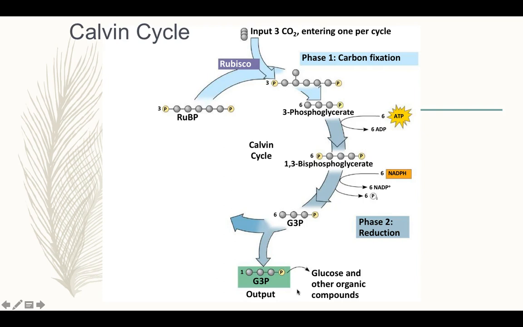After those 3 turns, I'm going to generate a total of 6 of these compounds, but only 1 drops out because I started off with 15 carbons. I have to end this cycle with 15 carbons. How many carbons did I put into it? 3, with the 3 carbon dioxides. So this 1 3-carbon compound comes out. It can be used to make glucose and other organic compounds.